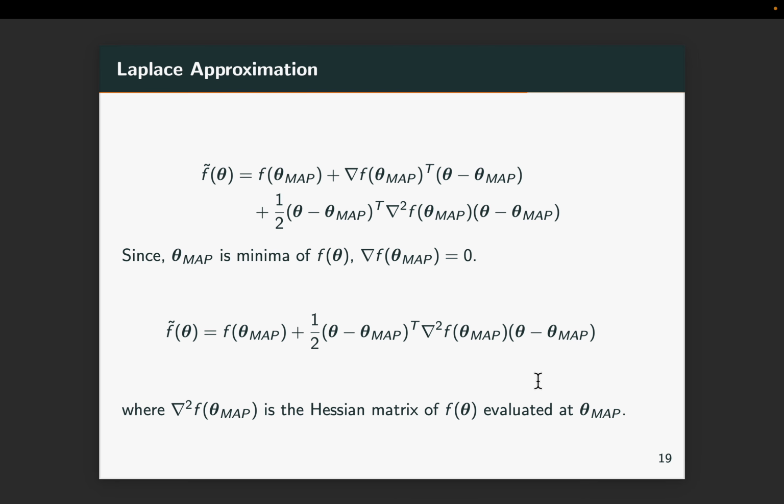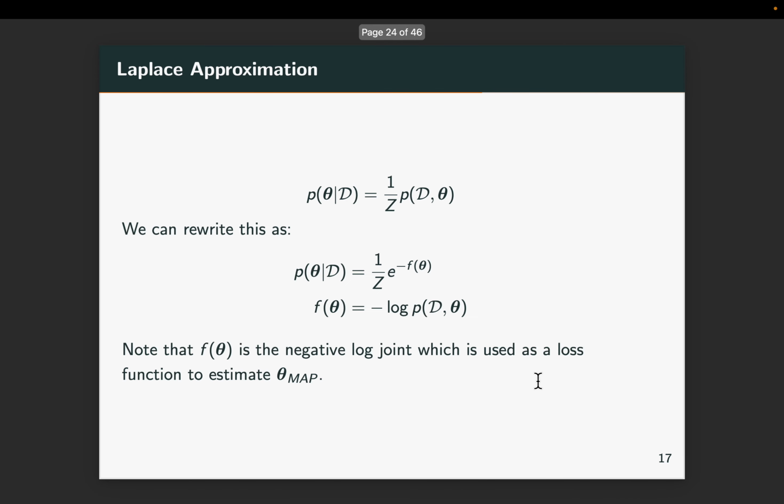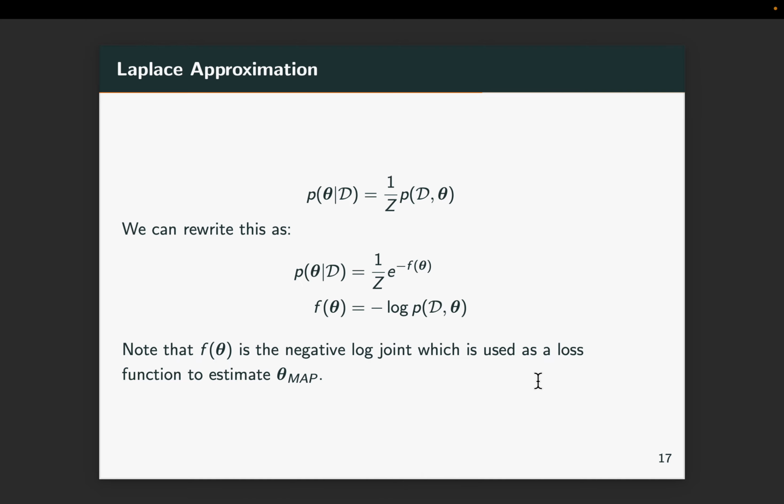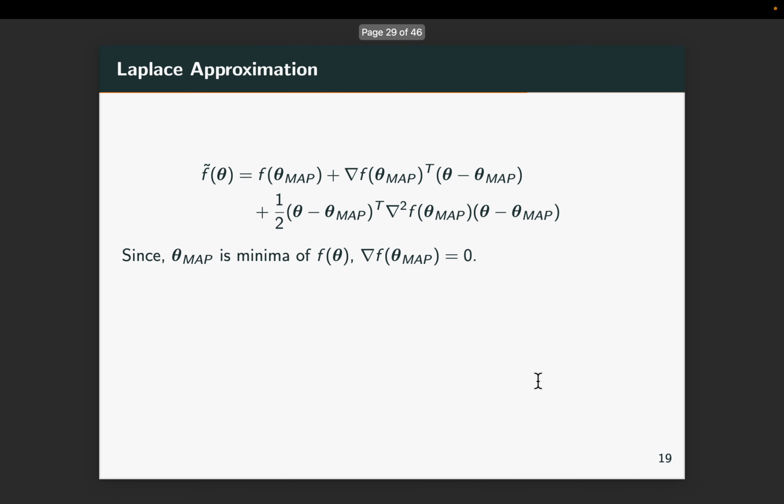So, in the previous expression that we had seen, just substitute f of theta in this expression, P of theta given D equal to 1 over Z e to the power minus f theta. Instead of f of theta, you write f tilde of theta, which contains a zeroth order term and a second order term. Okay, once you do this, what do you expect to get? It'll take a couple of minutes.